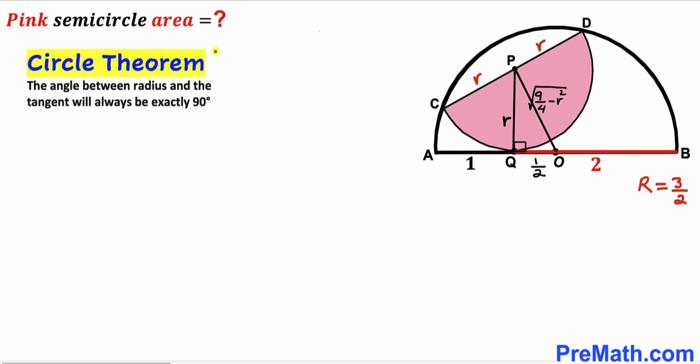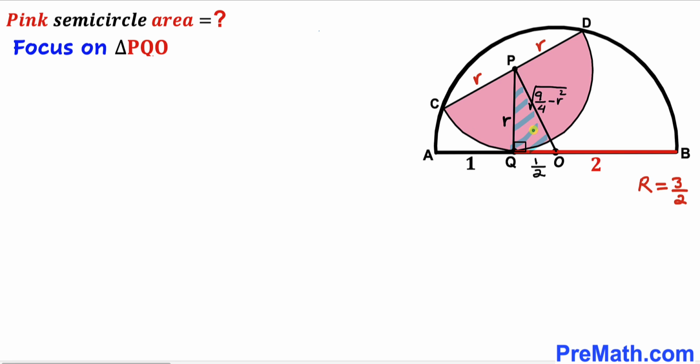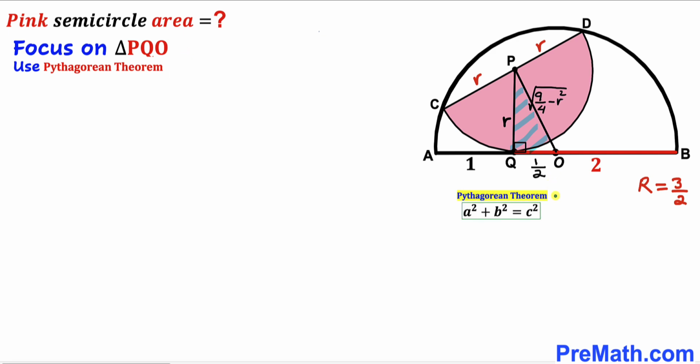And now let's recall the circle theorem. The angle between the radius and the tangent line will always be 90 degrees. So no wonder this angle is going to be 90 degrees, since this is our radius and this is our tangent line. And now let's focus on this right triangle PQO, and we are going to apply the Pythagorean theorem on this triangle as well.